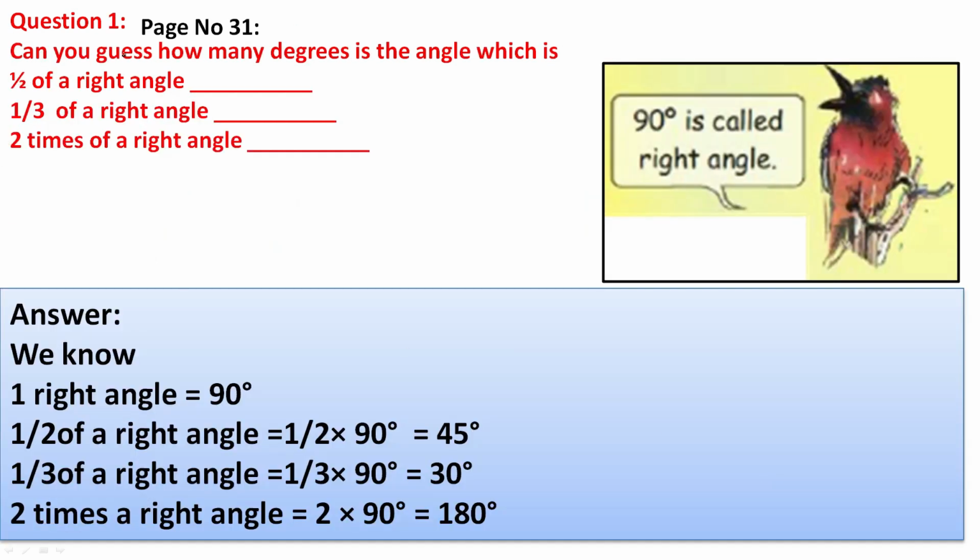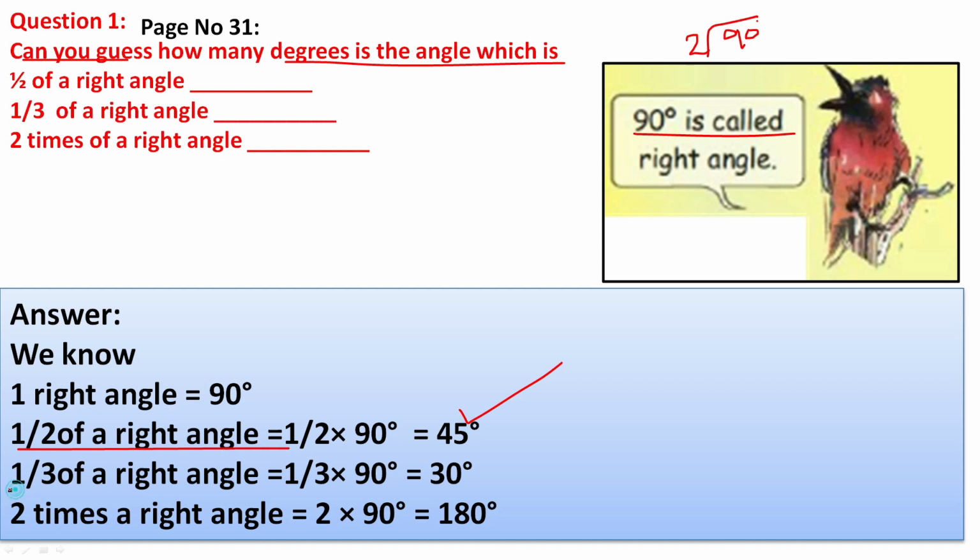Now can you guess how many degrees is the angle which is half of a right angle? So 90 degrees is called a right angle. Half of 90, that means 90 degrees divided by 2. When you divide by 2, you will get 45 degrees. So half of a right angle is 45 degrees.